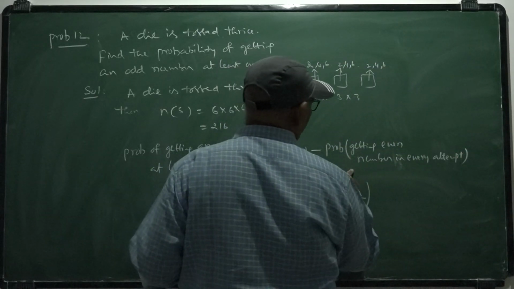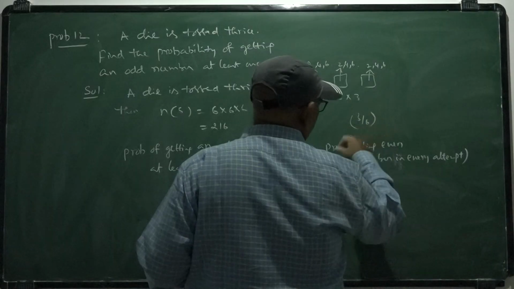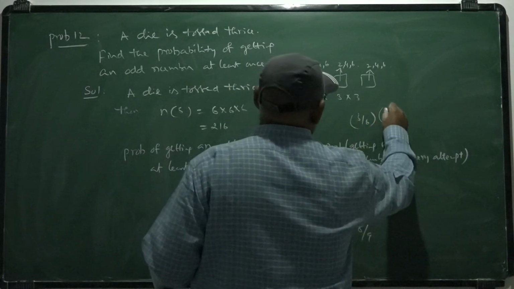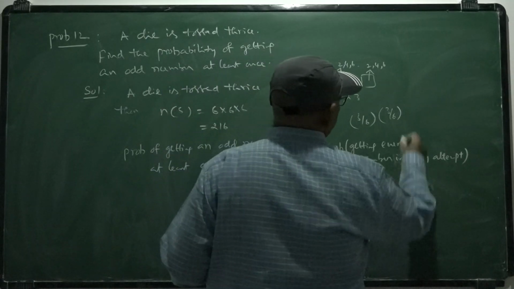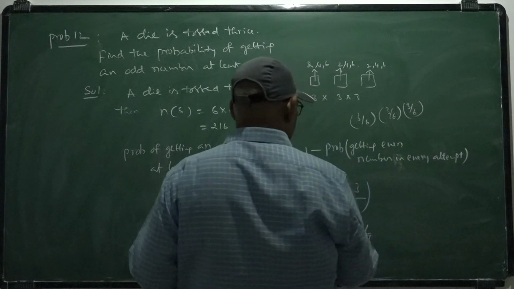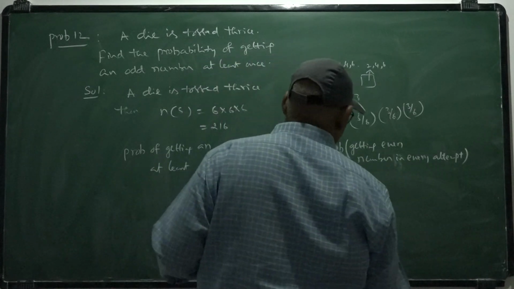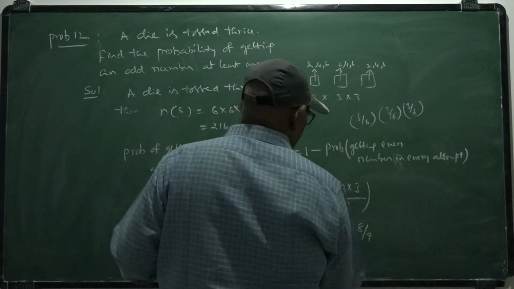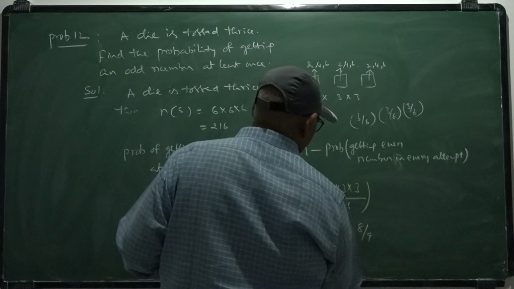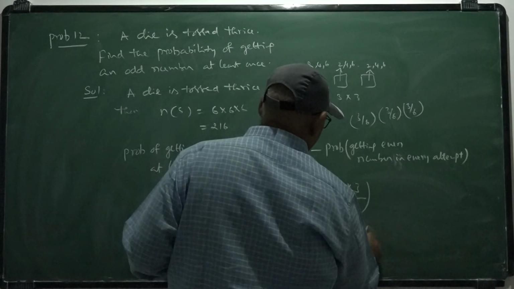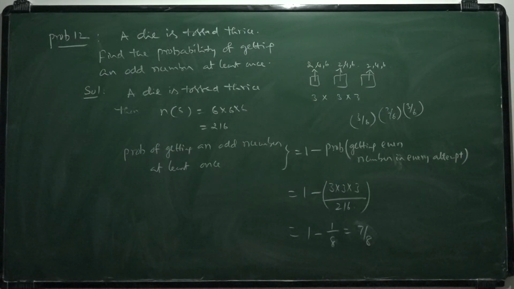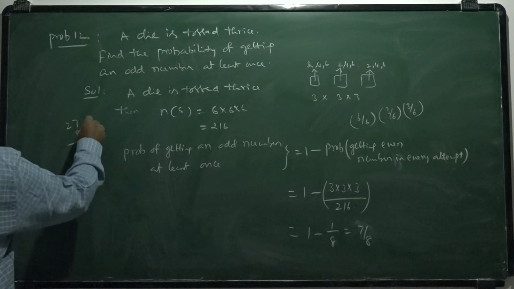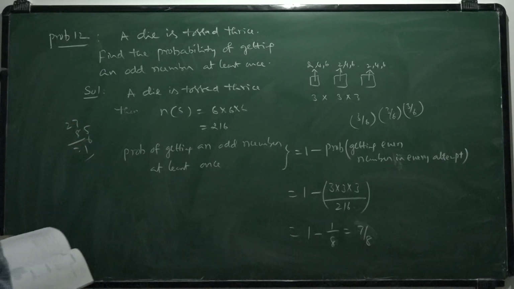So in first attempt getting of even number, the probability is 3 by 6. In second attempt getting of even number is 3 by 6. Therefore 3 by 6, hence this is 27 by 216. This is 8, not 9. So 7 by 8.